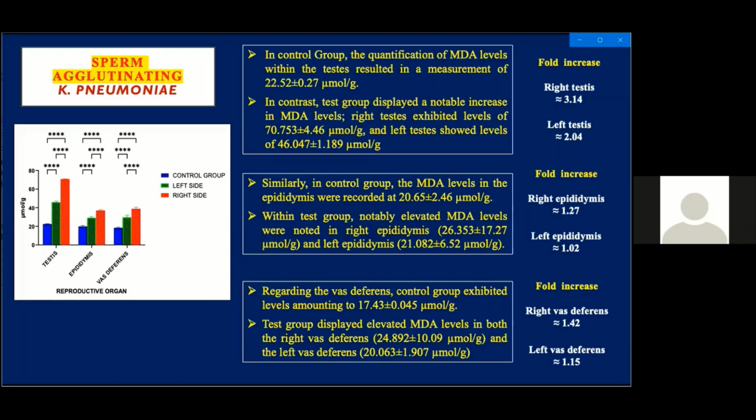Almost similar results could be seen in case of Klebsiella pneumoniae also, where we could find a significant increase in the MDA level on the right side of the organs, maybe in the testis, maybe in the epididymis, maybe in the vas deferens. Although there was an increase in the left side of the organs also, it was lesser as compared to the right side.